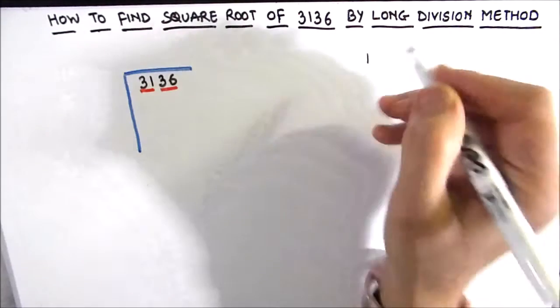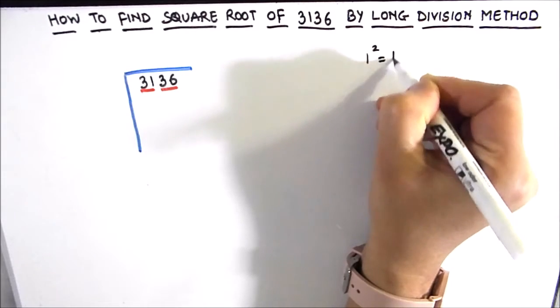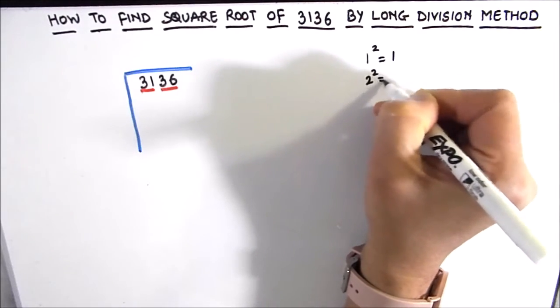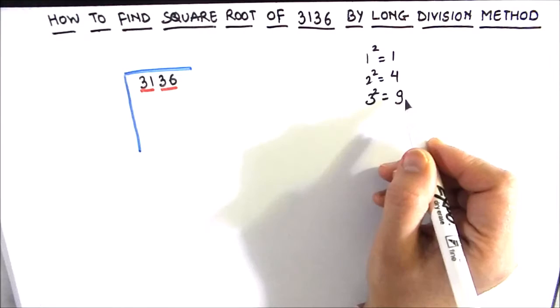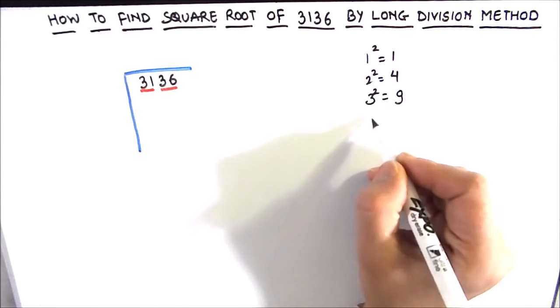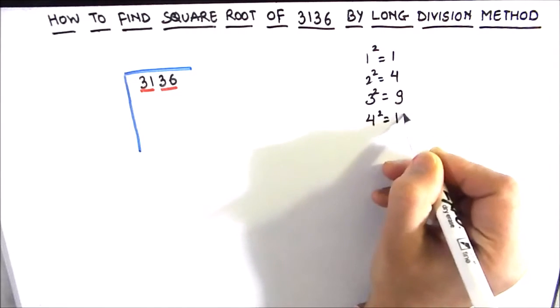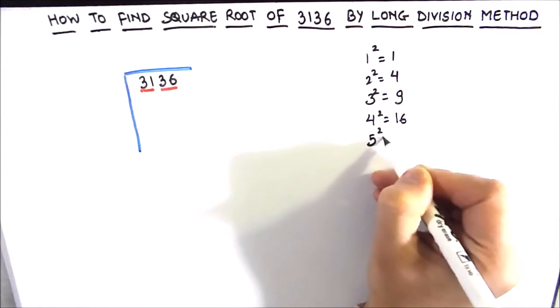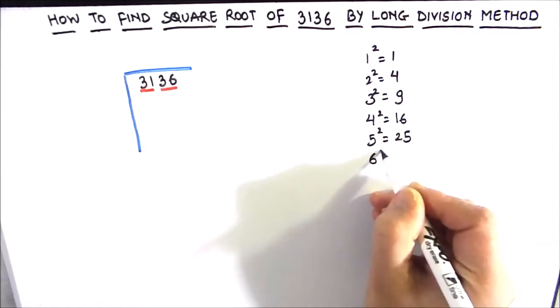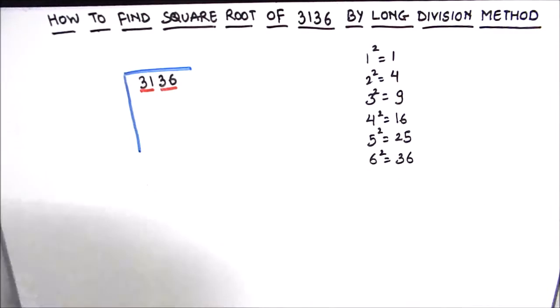The next step is completely optional. I am going to write the squares of a few numbers on the right hand side of the board so that it is helpful for us in our method. So 4 square is 16, 5 square is 25, 6 square is 36 and so on.